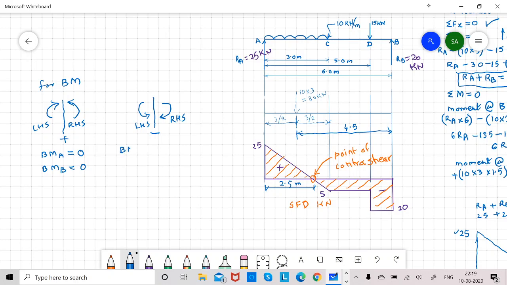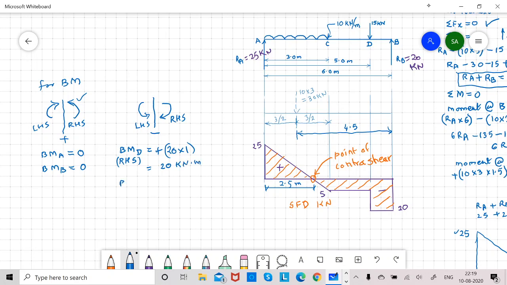Bending moment at D, let us consider the right hand side, because on the right hand side of D there is only one force, that is RB. So it is easier to calculate the bending moment at D considering the right hand side. On the right hand side, 20 into distance 1. This is an anti-clockwise moment, but it is on the right hand side, so it is positive. So it is 20 kilonewton meter.